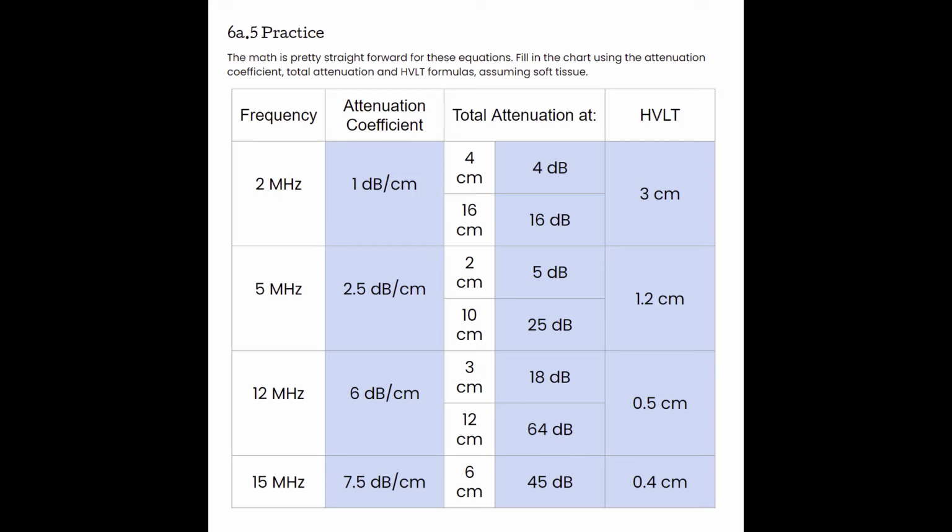Whichever way that you choose to calculate it, you should get 3 centimeters as the half value layer thickness for a 2 megahertz transducer, meaning the intensity is half as strong at 3 centimeters. It's half as strong at 1.2 centimeters with a 5 megahertz transducer, and it's half as strong at half a centimeter in our 12 megahertz transducer. The total attenuation calculations and the half value layer thickness calculations both align with the fact that increased frequencies attenuate more, and the more distance the sound beam travels will also cause more attenuation.